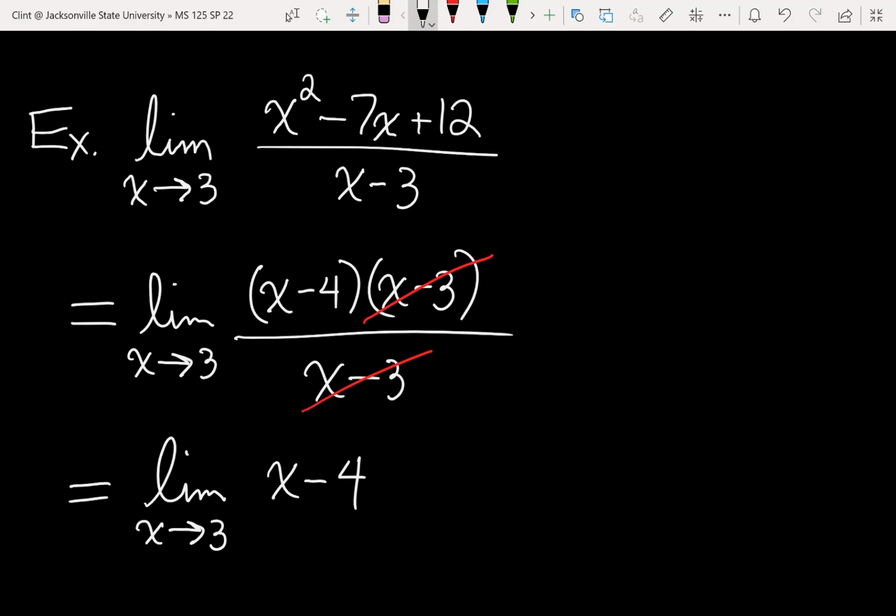But since we're talking about limits, we're okay because we're saying the limit of this thing is the same as the limit of this thing, and that's true because when we're looking for a limit, we're not at 3, we're just approaching 3. So we don't care that this one's not defined exactly at 3 in order to say this because we're not at 3, we're just approaching 3.